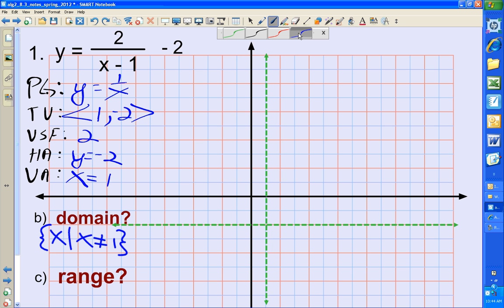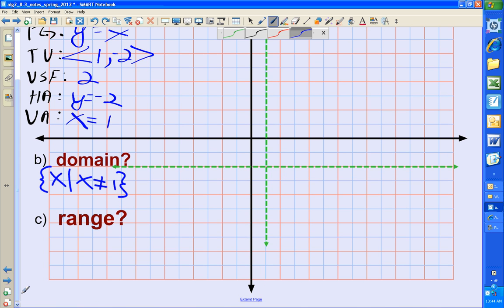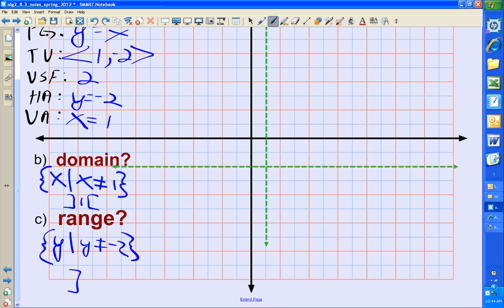Caitlin, how about the range? Atta girl. So in set builder notation like this, and shun the -2, perfect. So your list is pretty well complete.